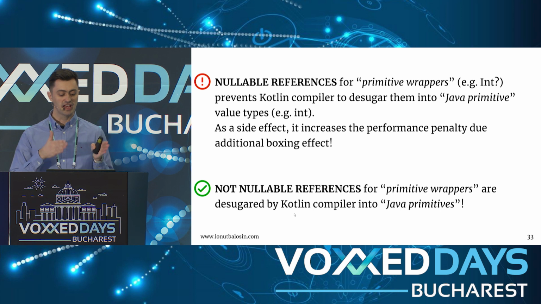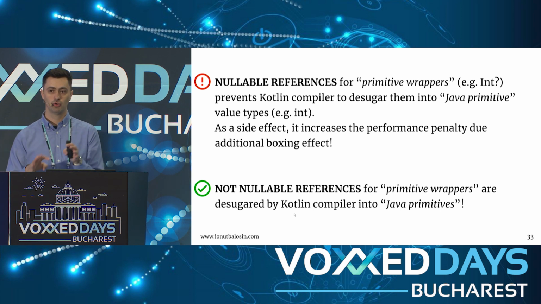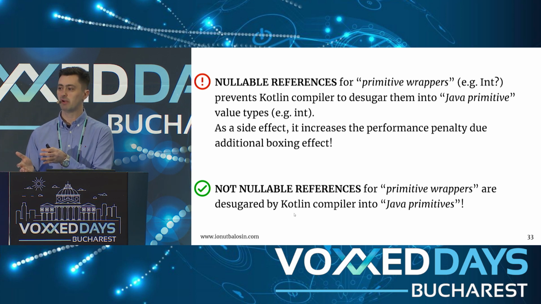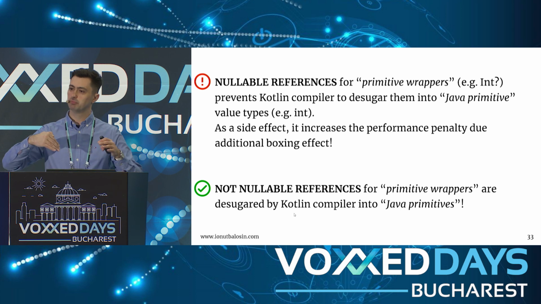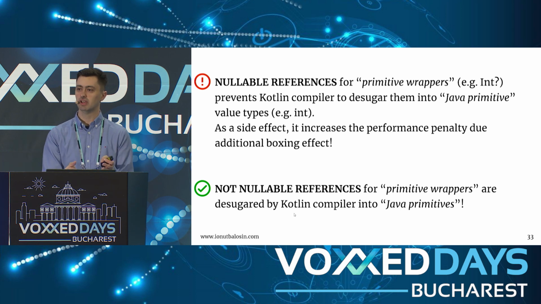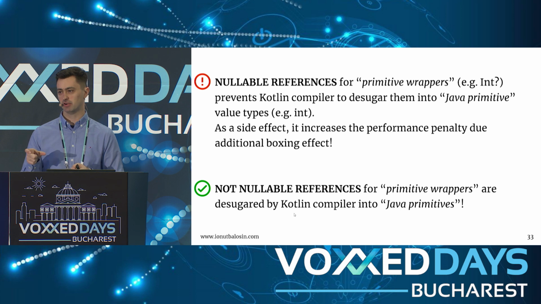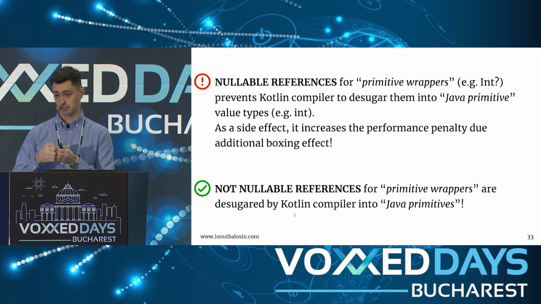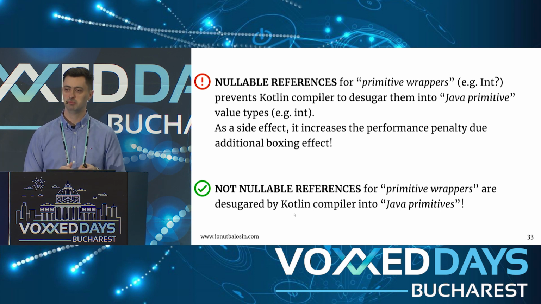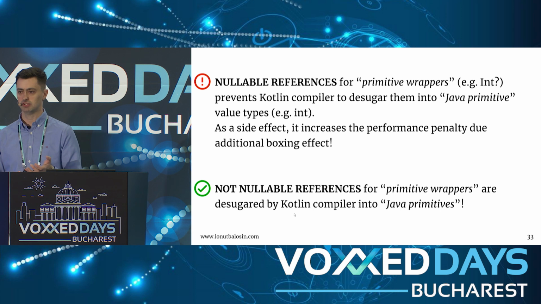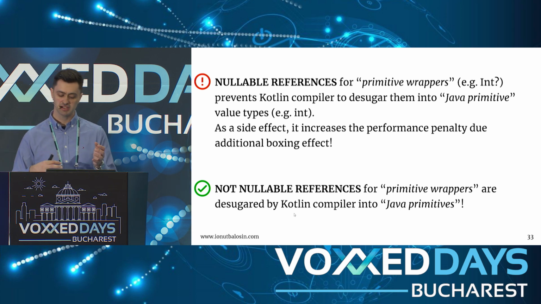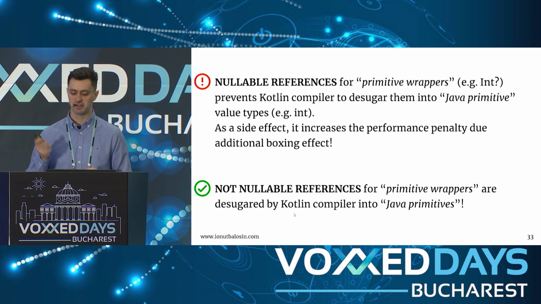Because if you use these nullable references for primitive wrappers, the Kotlin compiler cannot optimize by using the primitives under the hood, so it keeps them as wrappers. However, if you are sure that it is not a nullable reference, yes, under the hood primitives are used. So this boxing effect causes a bit of penalty, because even if they are cached in the Integer cache, it's still a delay during the runtime.